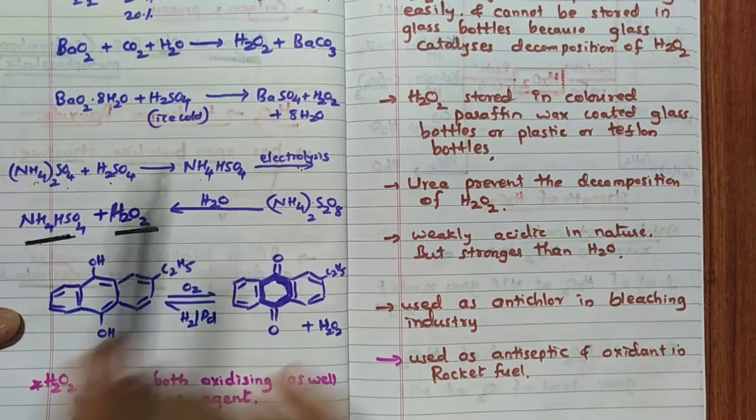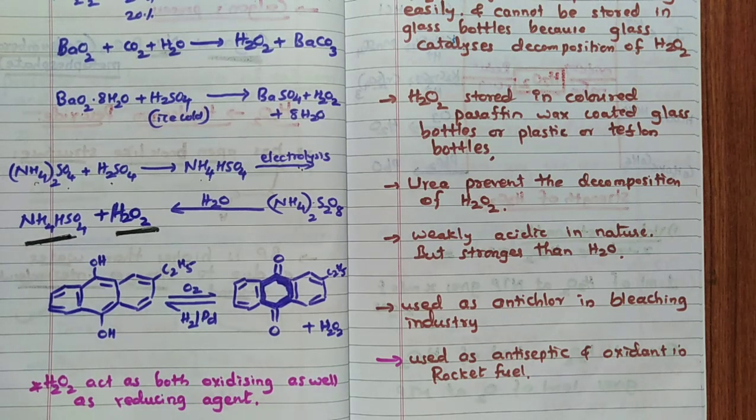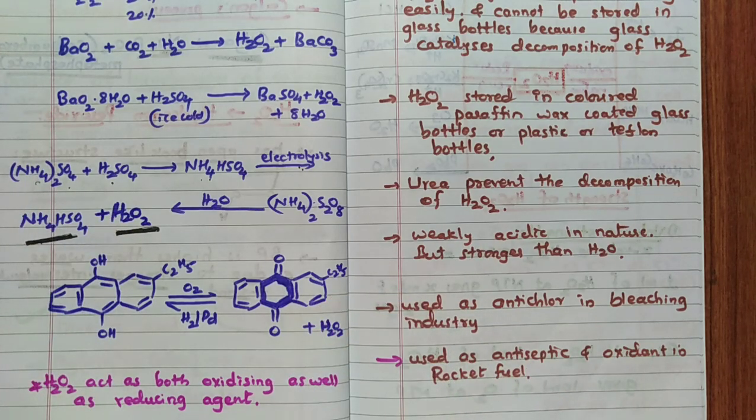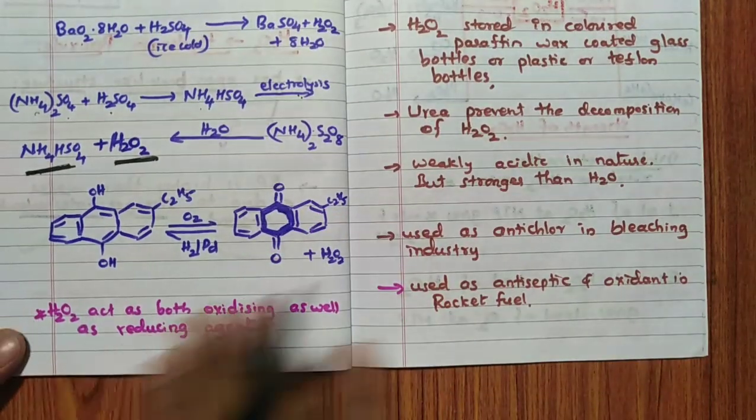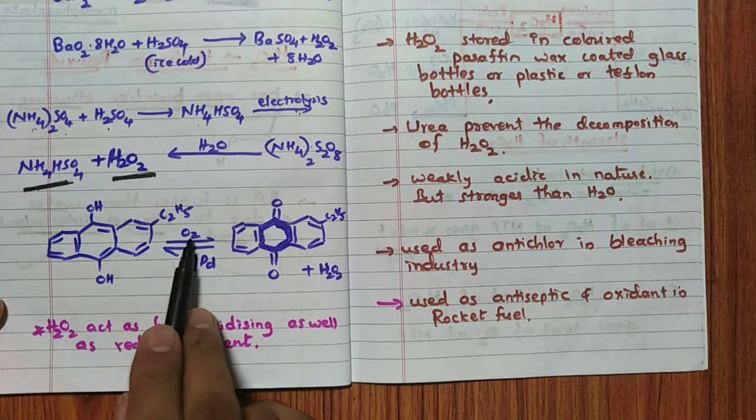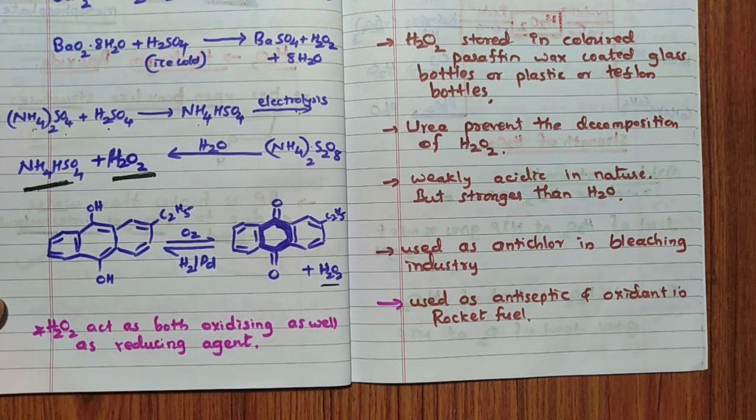It is not necessary to remember these reactions, but you have to keep it in mind. Sodium peroxide and barium peroxide give rise to hydrogen peroxide. Similarly, ammonium sulfate with H2SO4 undergoes electrolysis, followed by hydrolysis, to give H2O2. So in this particular case, it undergoes oxidation, and you are going to get hydrogen peroxide.